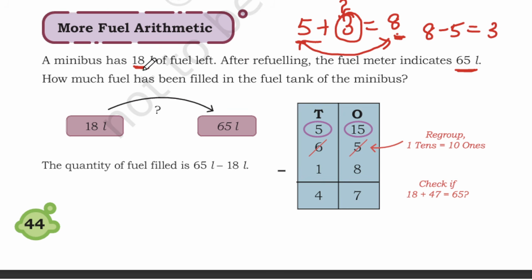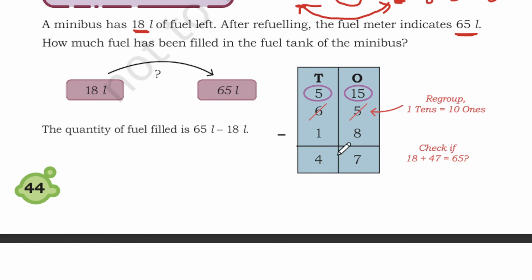Okay, likewise here you have to subtract 18 liters from 65 liters, and you can find the answer. So here they have given 65 and 18. So 5 cannot be subtracted by 8, so we borrow from 6. So 6 becomes 5 and 5 becomes 15. So now 15 minus 8 is 7. 5 minus 1 is 4. So 47 liters, or 18 plus 47 liters is 65 liters. Okay, the quantity of fuel filled is 65 liters minus 18 liters, which is 47.